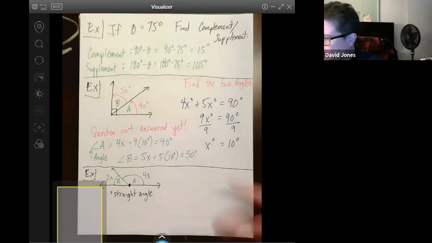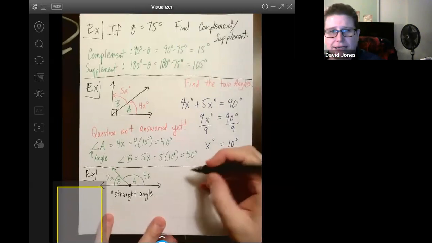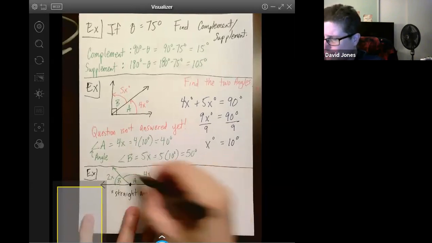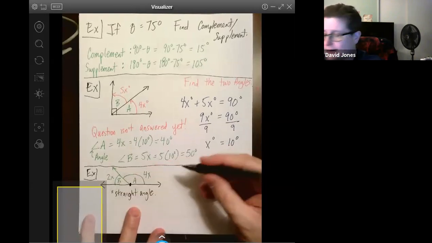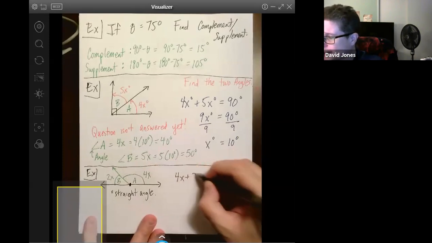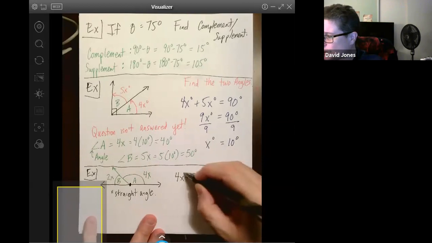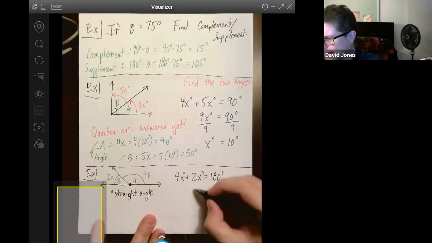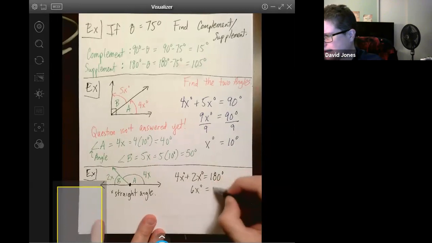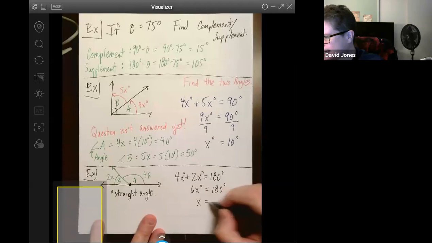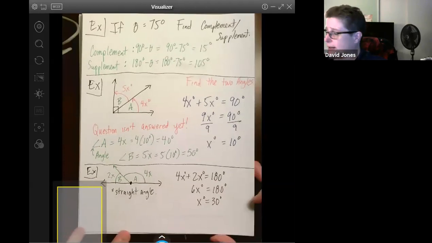All right. I'm assuming you paused it and worked it out. We have a straight angle. This is making a full half circle. A half circle is 180 degrees. So we have 4x plus 2x has to equal 180 degrees. This adds up to 6x, which means x degrees is 30 degrees, so x is 30.